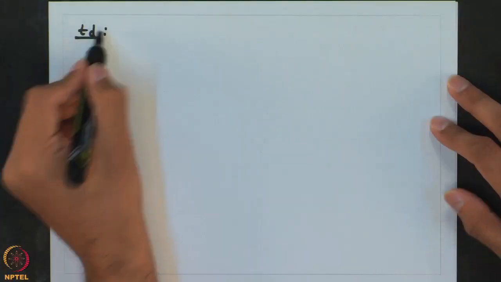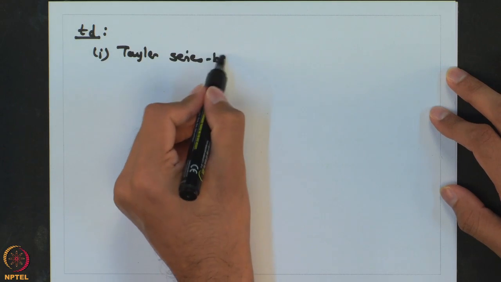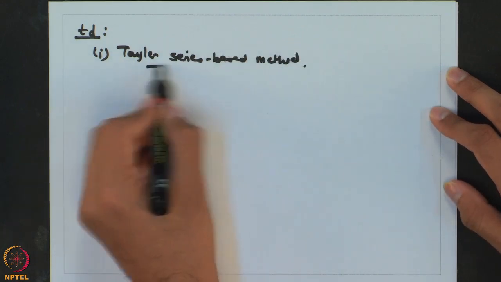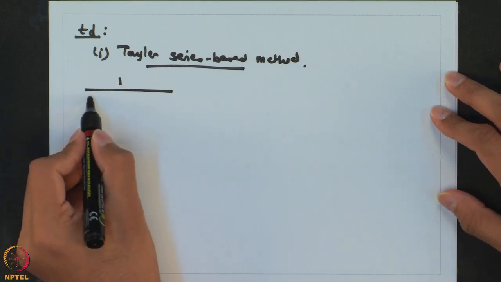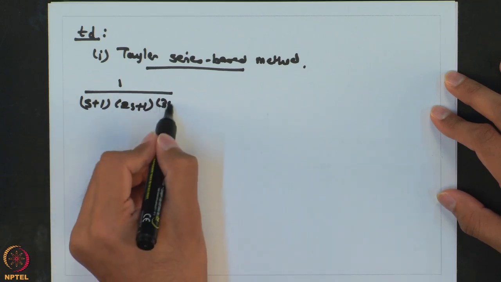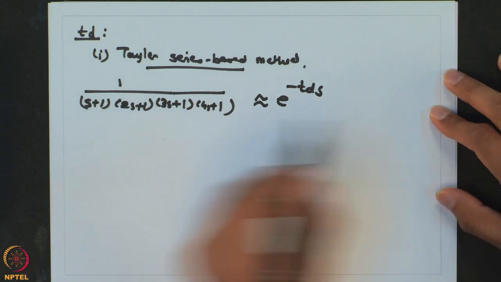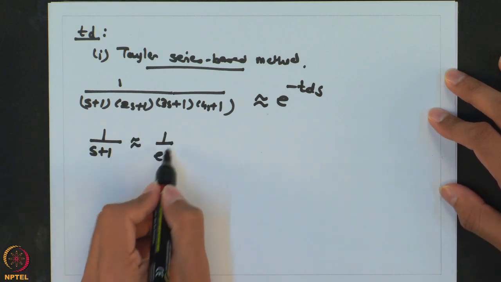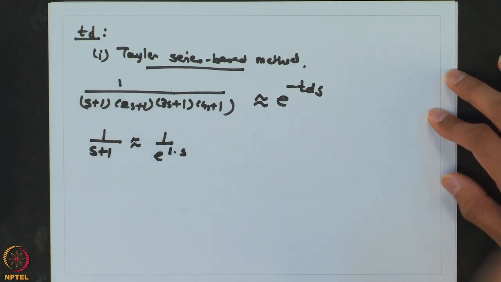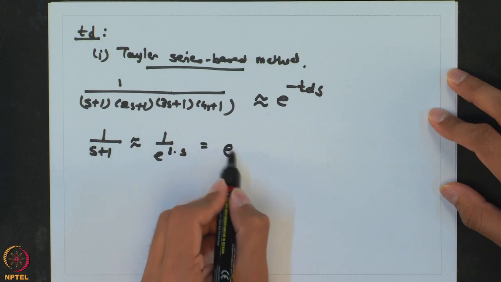And then the last parameter which we want to get is td, which is the dead time. So the way we get the dead time is, let's say if we look at the Taylor series expansion based method, we look at the remaining transfer function after we have removed tau. So in this case, the remaining transfer function was s plus 1, 2s plus 1, 3s plus 1 and 4s plus 1. So we approximate it as e raised to minus td s. The way we do it is, we try to write each of these. So let us say if I take s plus 1, this is approximately equal to e raised to power 1s. Because if you take Taylor series expansion of e raised to s, it will be 1 plus s plus s square over 2 factorial. So this is approximately equal to e raised to s, which is equal to e raised to minus s.